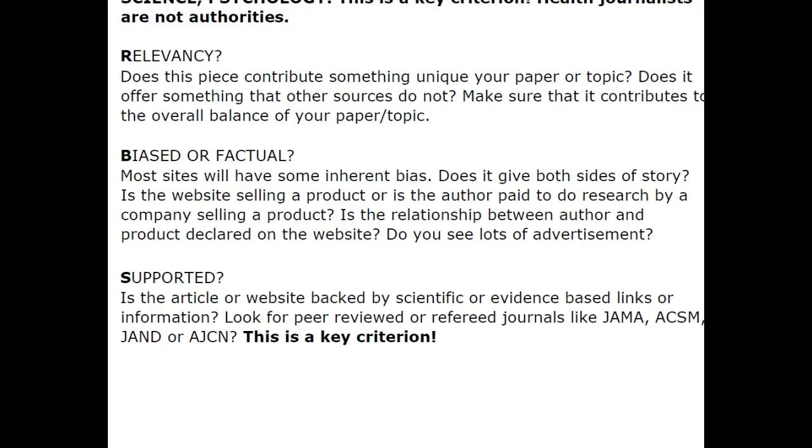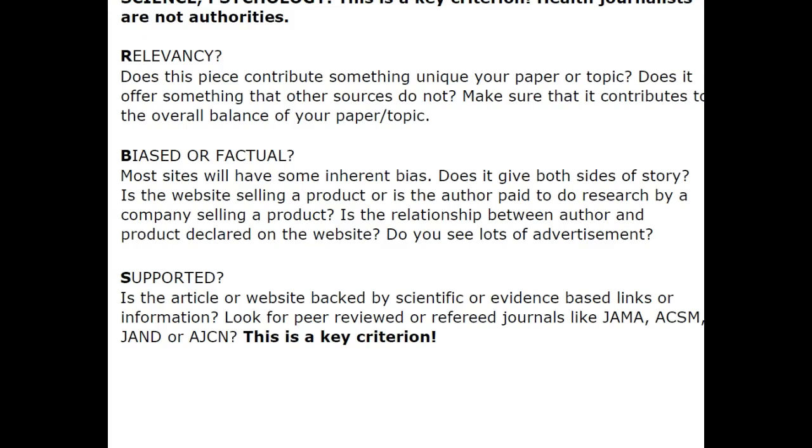Most sites have some inherent bias, but you're looking for whether or not the article or the author gives both sides of the story. Are they selling a product? Or is the author paid to do research by a company selling the product? And did they clarify that? Do you see lots of advertisement? Do the links in the article or blog post take you to an outside source or to a source within that website? So generally when that's happening, the information may be biased.